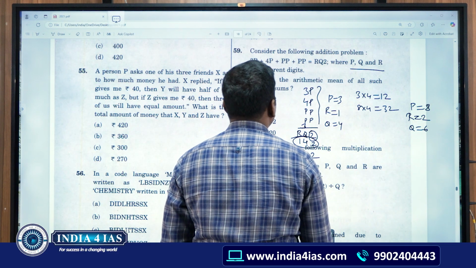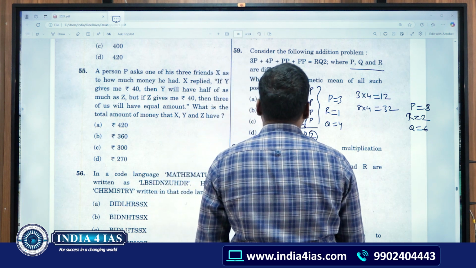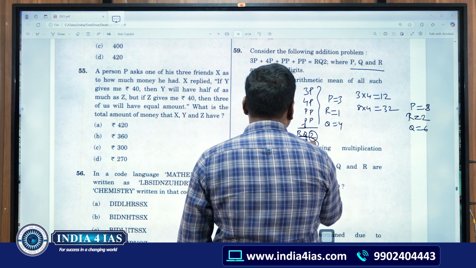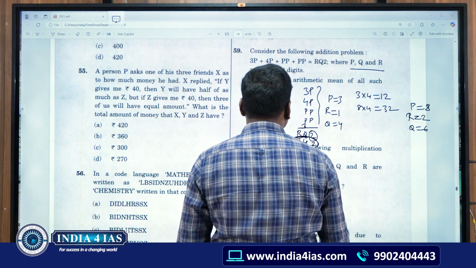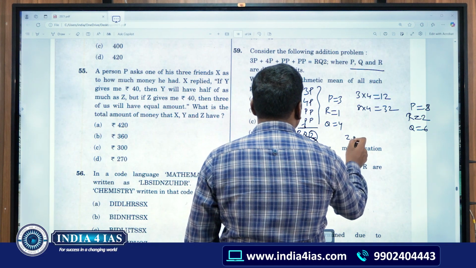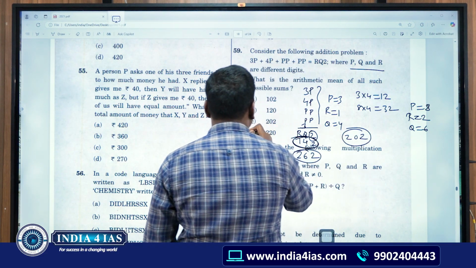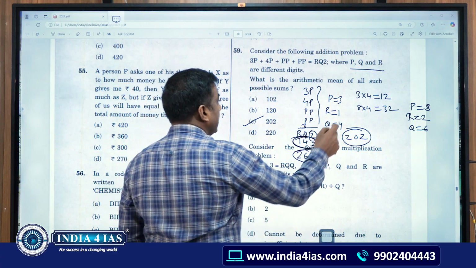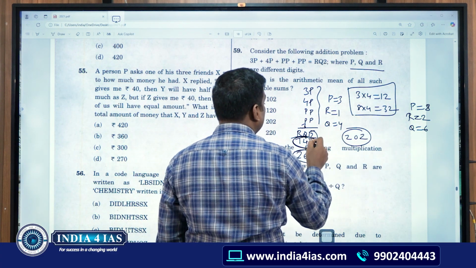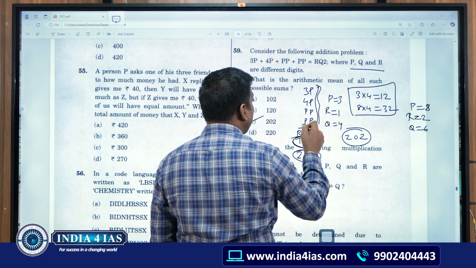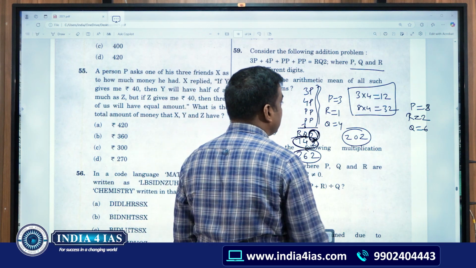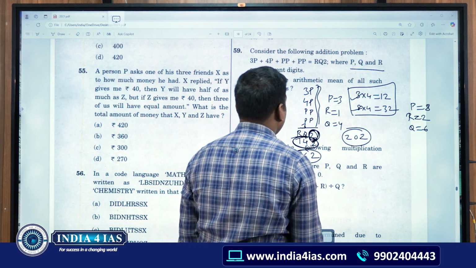What are they asking? What is the arithmetic mean of all such possible sums? So one sum is 142, another sum is 262. If you take the average of this, answer is 202. So simple question. Only thing here, this is the trick. When you want the last digit as 2 and when you are adding same numbers for 4 times, it has to be 3 or 8.